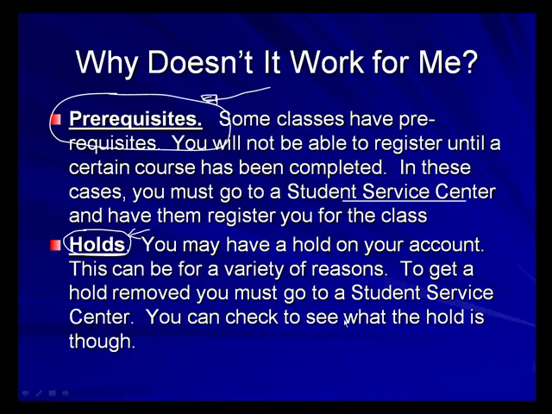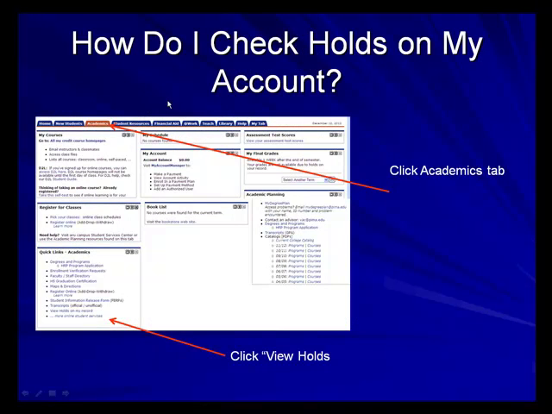In order to see which holds you have on your account, if that's an issue, you can go back to your MyPima account, click Academics, and then down here in the lower left-hand corner it says View Holds. You can click that and see what the issue is. Most often, if you have a hold, you're going to need to go into a student service center and work it through and have someone in the student service center get into the system and clear the hold. But you can find out what the holds are.